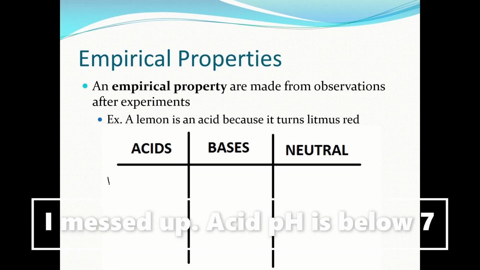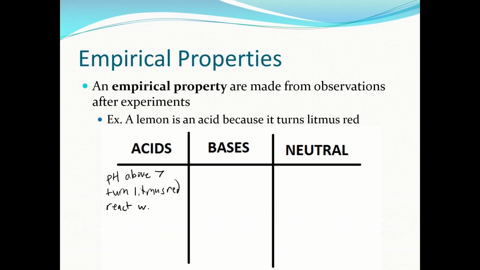You need to know some things about acids and bases, and you've learned these in other courses. You should know that acids have a pH above 7. You should know that they turn litmus red, that they react with metals, that they are sour in taste, but obviously don't taste them in the lab, and that they conduct electricity.